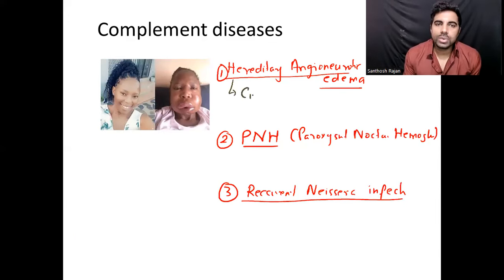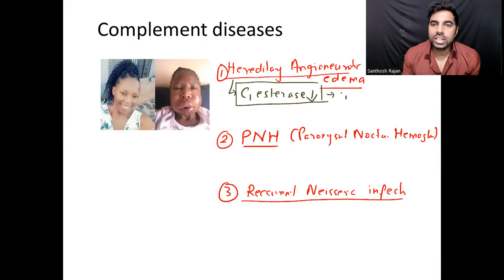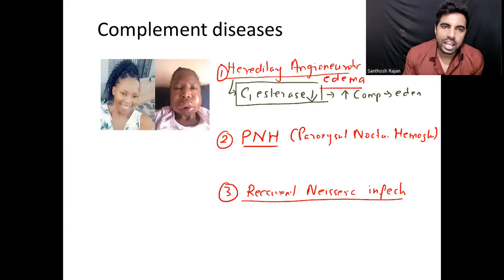Hereditary angioneurotic edema, you know, is C1 esterase deficiency. C1 esterase is the one that usually controls the complement system. But if this goes down, what happens? There will be an increased amount of complement. Complement level goes very high. And so they get what? Edema. So this picture you're seeing is angioneurotic edema.